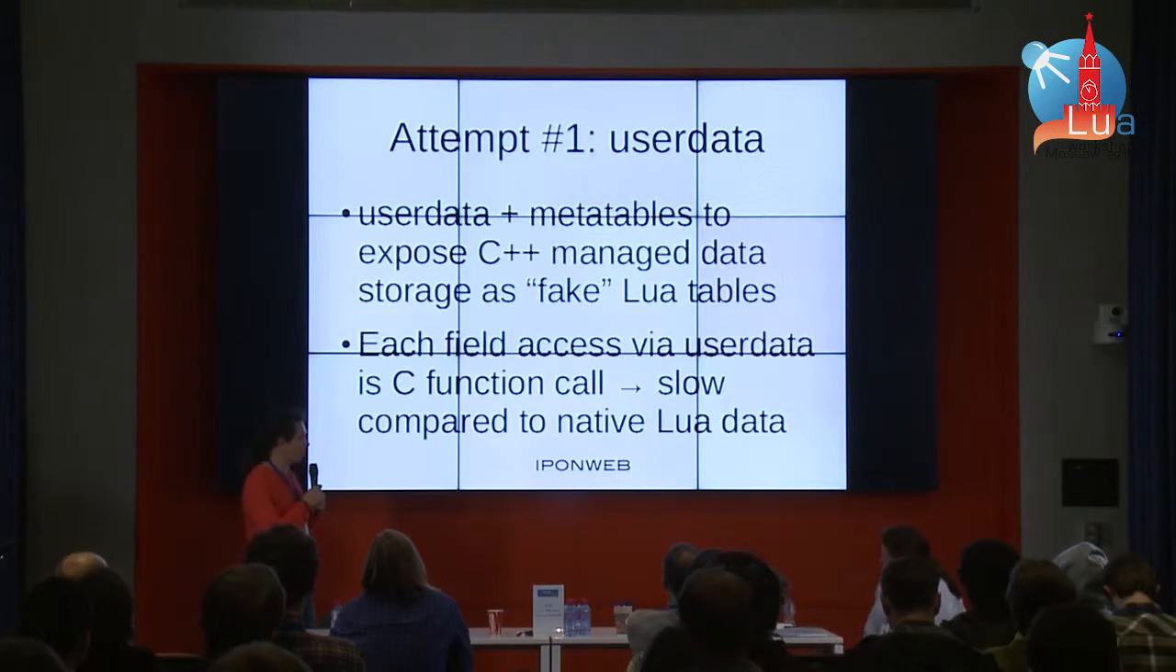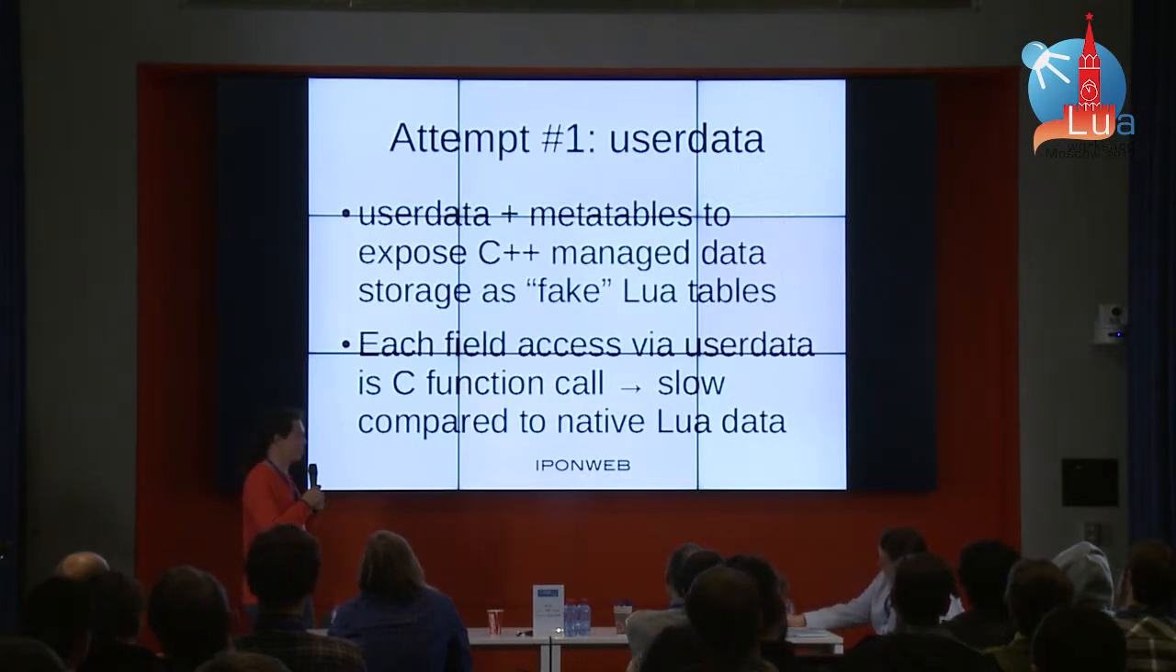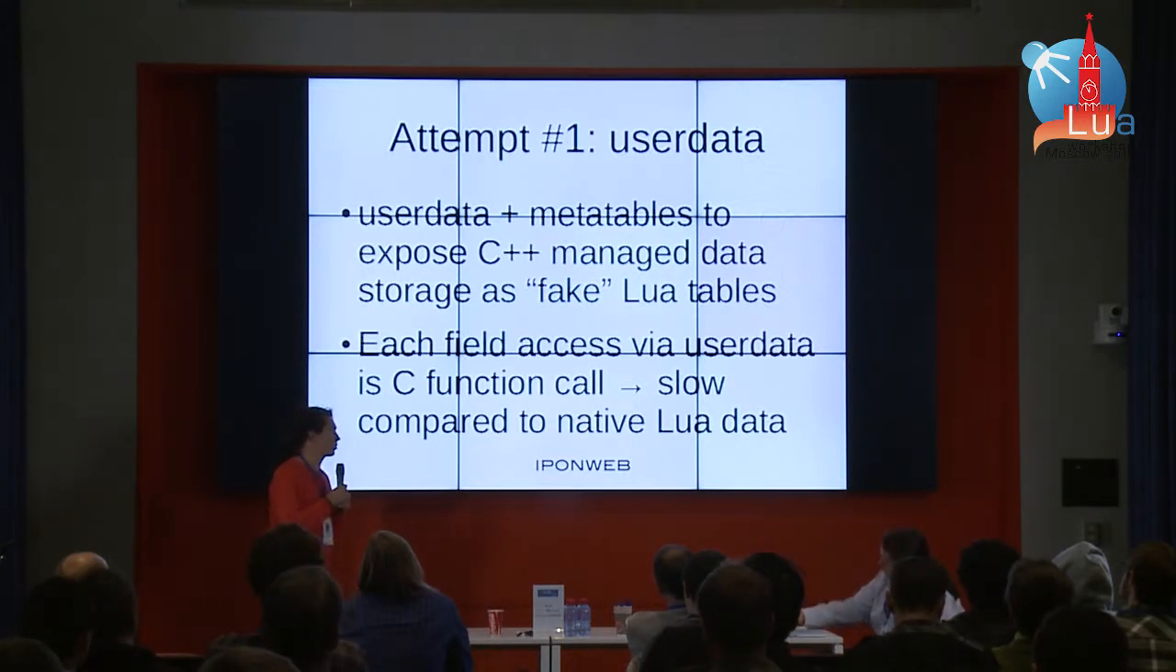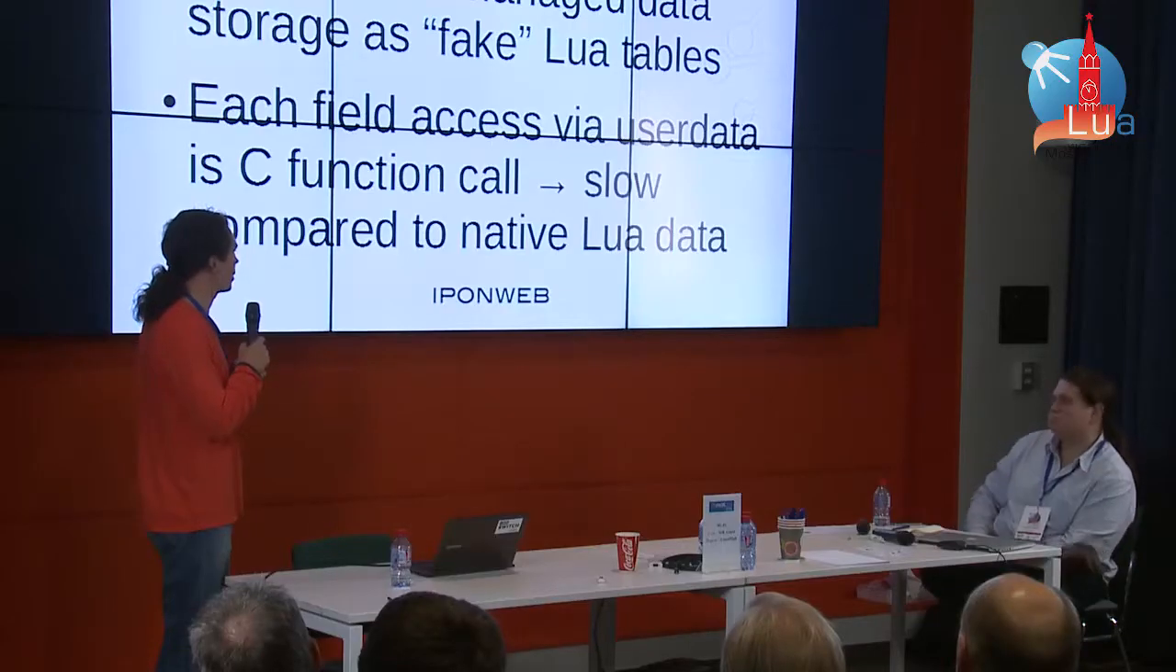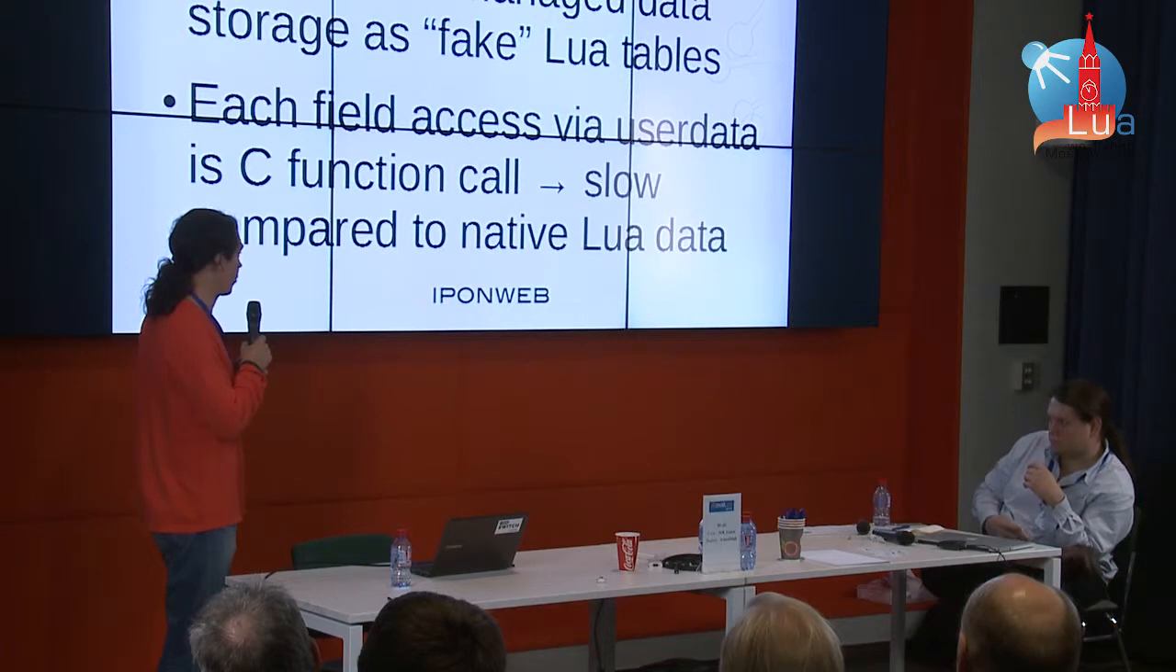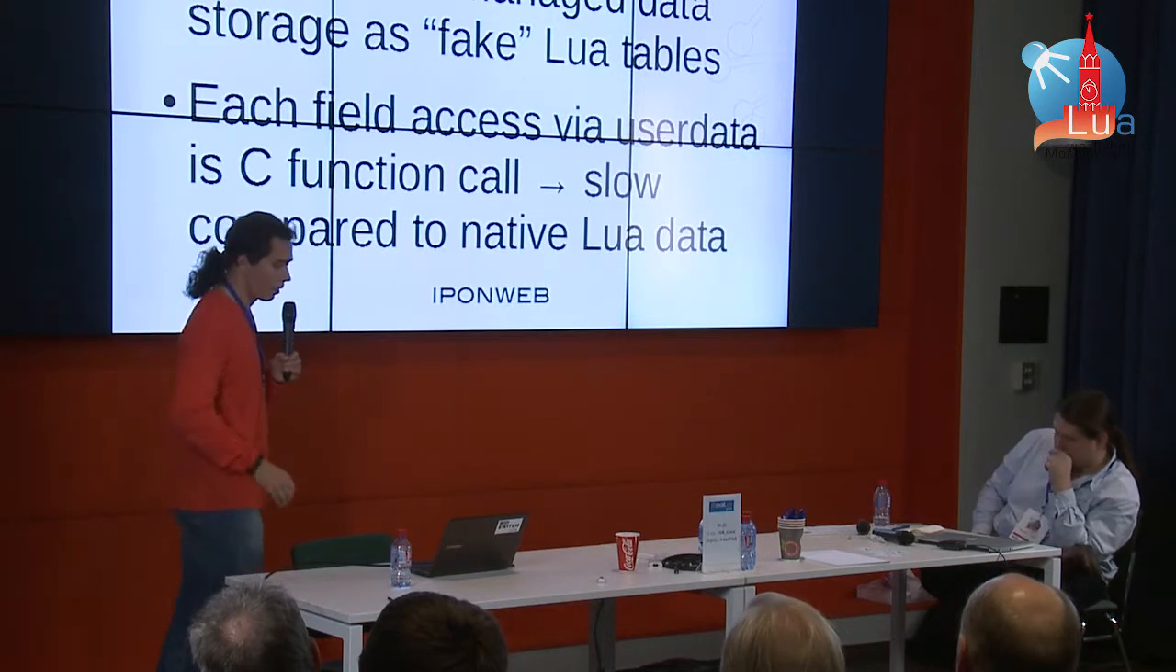But the problem is that every time you access a field with user data, if we use user data as fake tables, it means it's a C function call, and it's actually much slower compared to access to native Lua data. And what we found with this approach is that our applications run significantly slower, like several times slower.